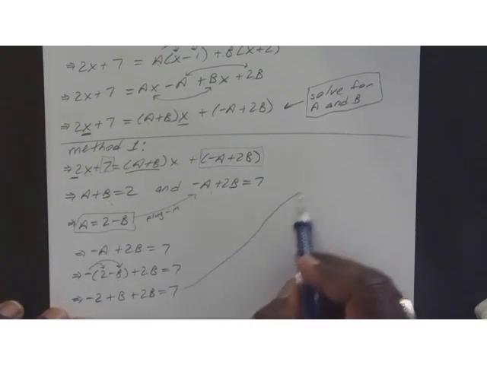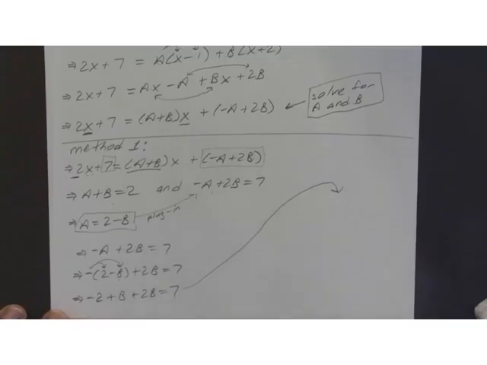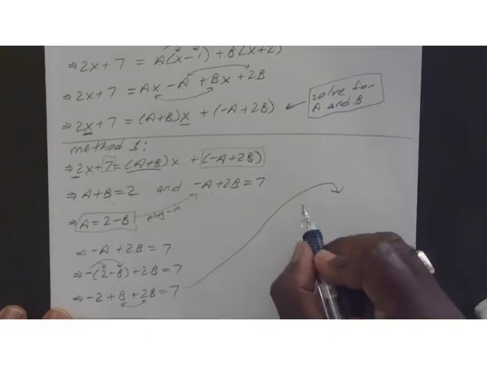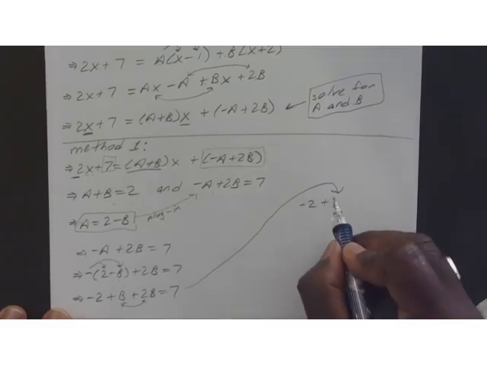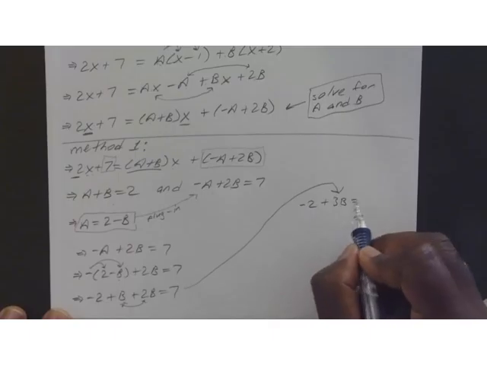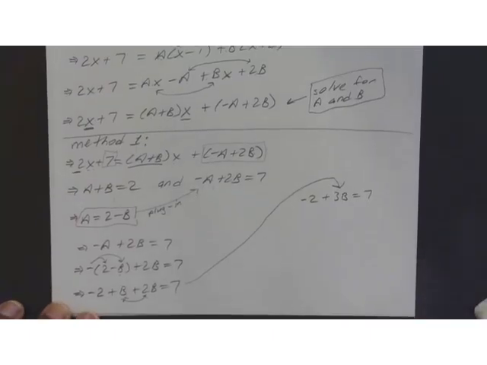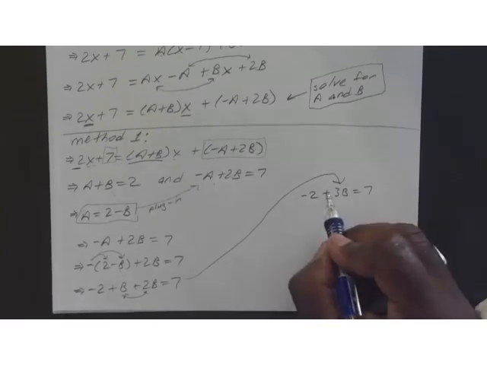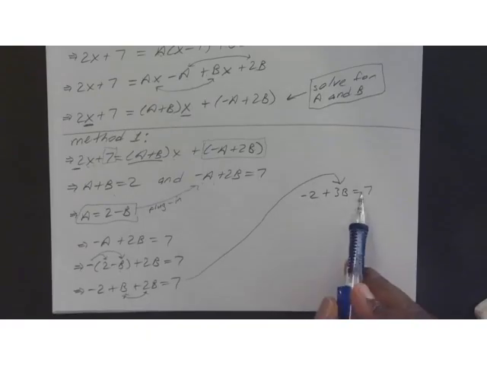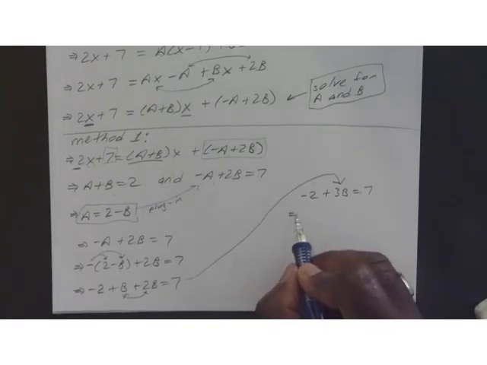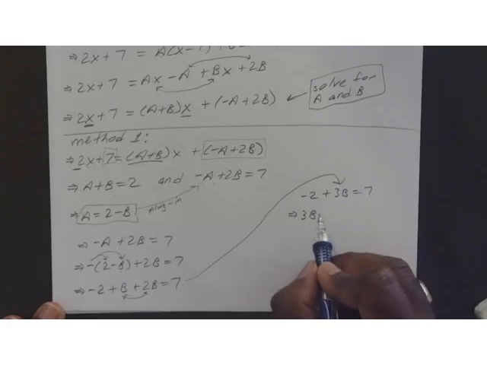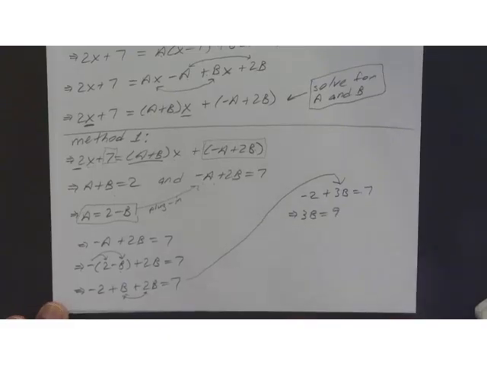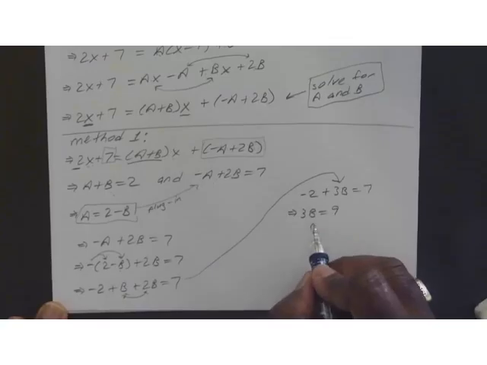And I'll finish this up on this page. So we combine your like terms. We have negative 2 plus 3b is equal to 7. So we can go ahead and add 2 to both sides, which means that 3b is going to equal 9. Divide both sides by 3. We know that b is equal to 3.